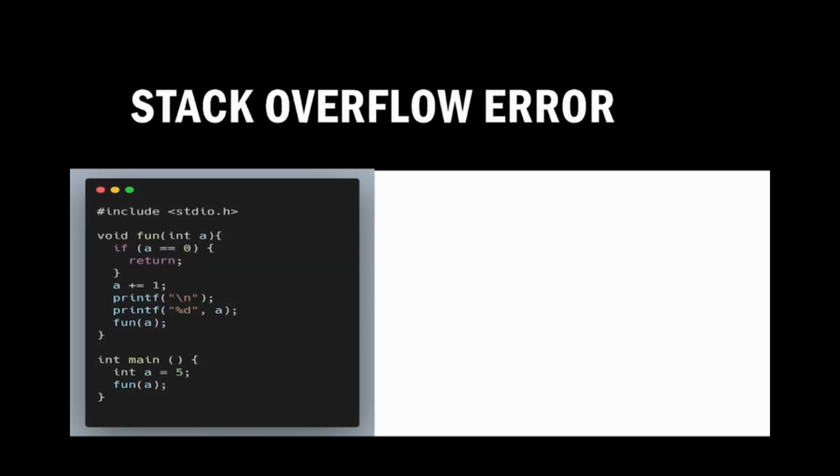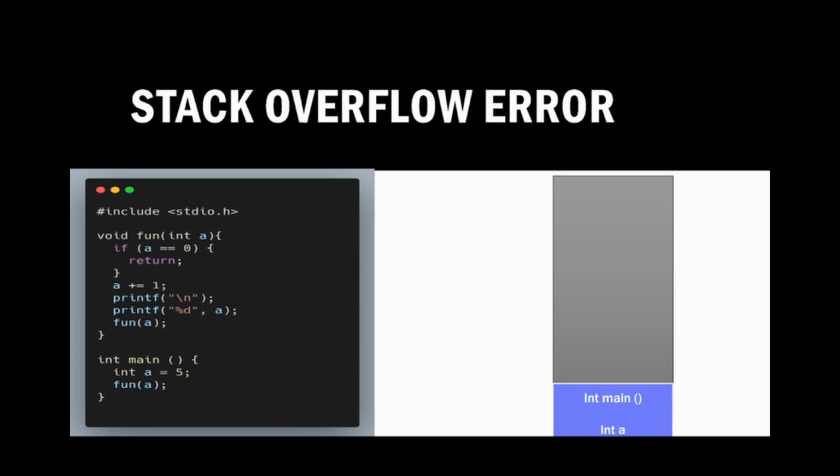To further explain this, we have a code snippet on the left hand side. It's a short recursive function. As you could see, the main method calls a recursive function. On the right hand side, we again assume it to be the stack memory area. First, our main method gets invoked and it initializes a, and the fun method or function gets invoked.